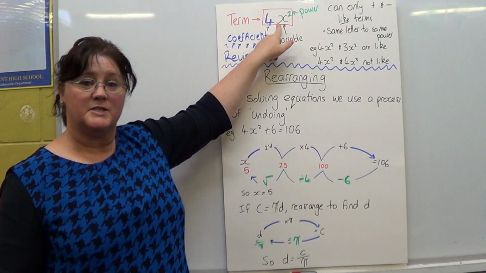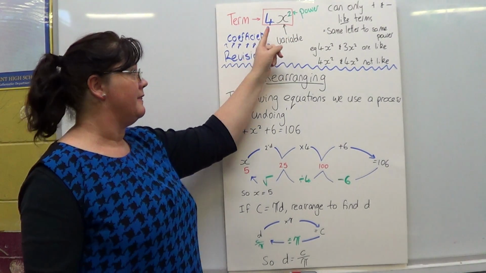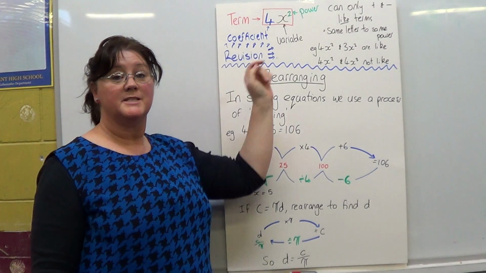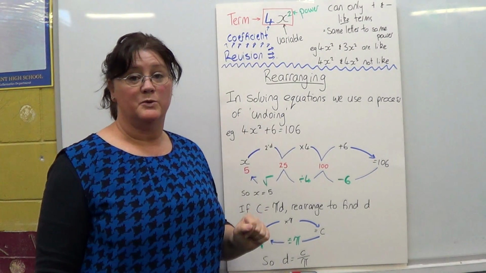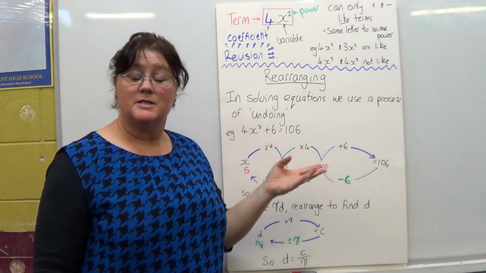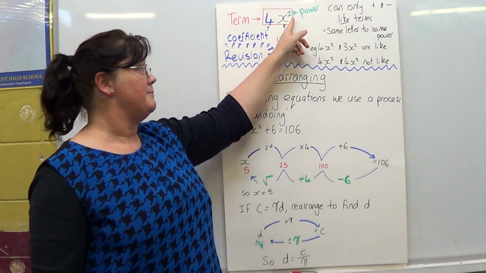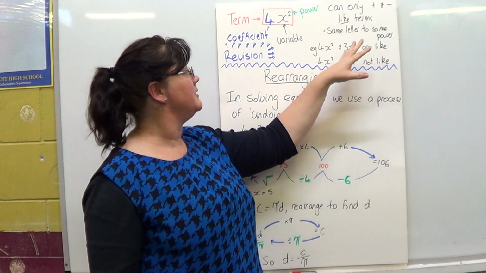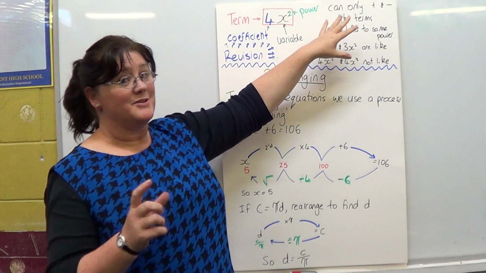This in the red box here is called a term. The 4 that's in front of the letter is called the coefficient. The letter is called the variable because that's the one we can change, so it varies. And the power is called the power, or the index, or whatever you want to call it. Those terms you need to know.